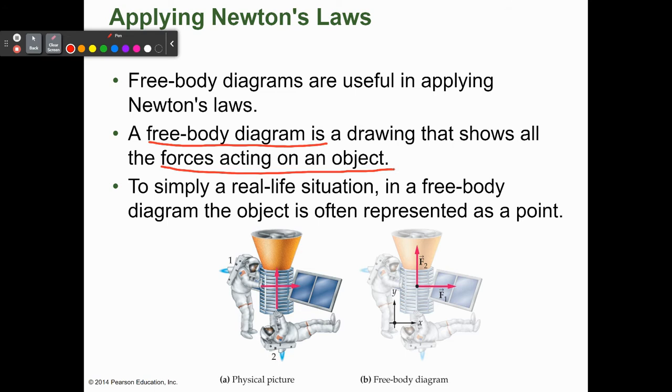To simplify a real life situation, a free body diagram is the object often represented as a point. So you have a point, and then you have, all right, that force is acting upward. So the astronaut's pushing up, that means that force is going to be acting upward. This astronaut is pushing to the positive x direction, so that means that his force is acting in that direction. And that's a free body diagram. We represent that object, whatever it is, instead of drawing out the actual object, as a point.